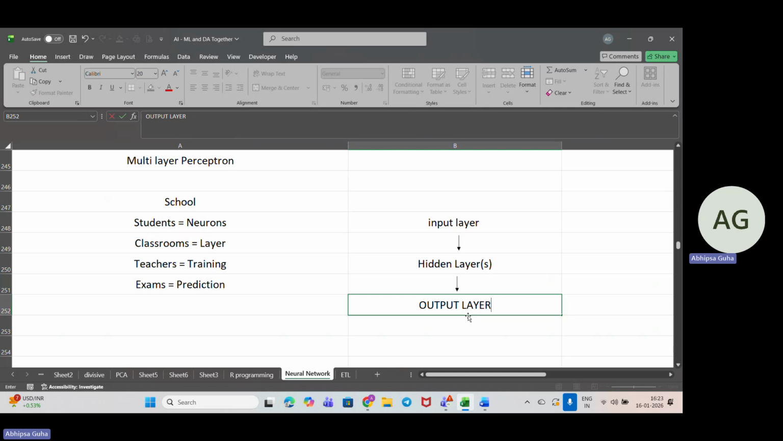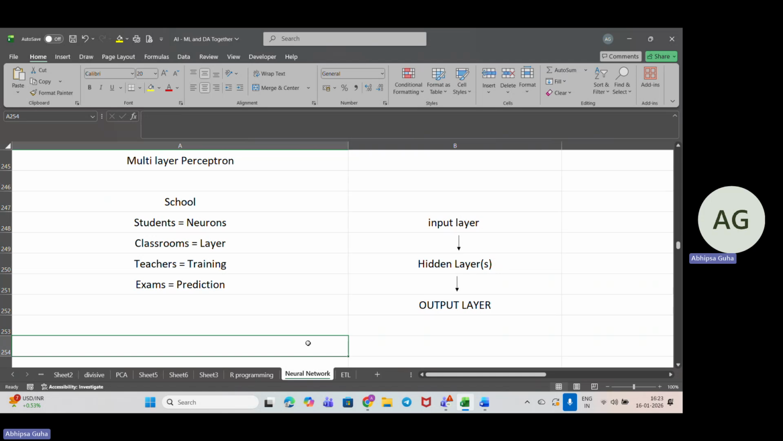Now coming down to the input layer. The input layer is the starting point. Let's just take an example. The example is to predict if a student passes an exam.